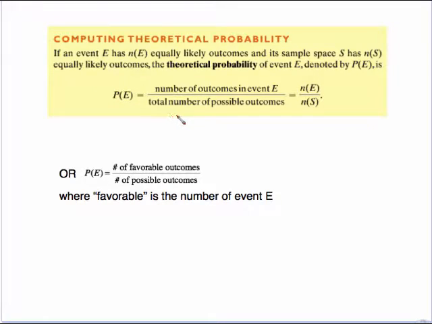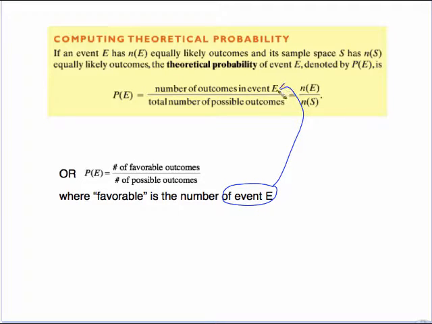Now there's two ways to look at this. This is the book's definition. It is the number of outcomes in event E, so n parentheses E, over the total number of possible outcomes, that is n parentheses S, for S standing for sample space. So that is their definition of theoretical probability. What I've always taught is just it's the number of favorable outcomes over the number of possible outcomes, where favorable is the same as the number of event E.